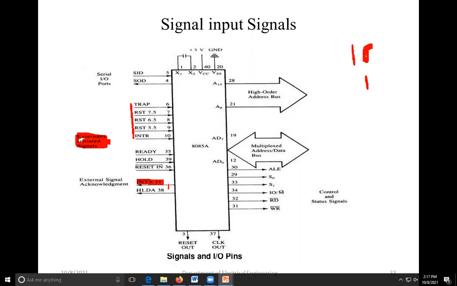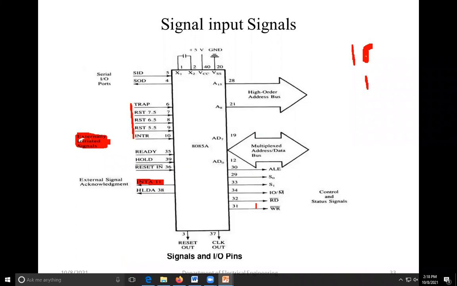What is the meaning of interrupt acknowledgement? From the 8085 to the outside, the interrupt acknowledgement is given. It means the interrupt is given to the 8085, and it is acknowledged by the 8085. So the 8085 gives the interrupt signal to them. Understood?